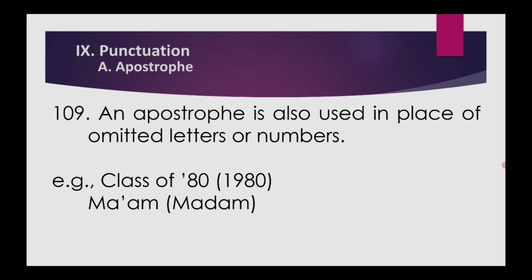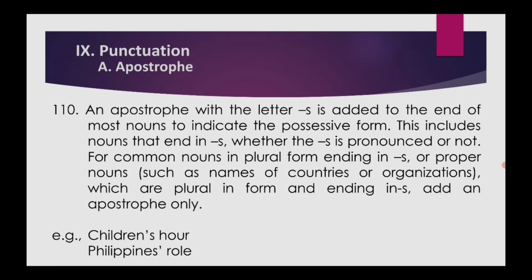An apostrophe is also used in place of omitted letters or numbers. For example, class of '80, referring to 1980. Ma'am, referring to madam. An apostrophe with the letter S is added to the end of most nouns to indicate the possessive form. This includes the nouns that end in S, whether the S is pronounced or not.